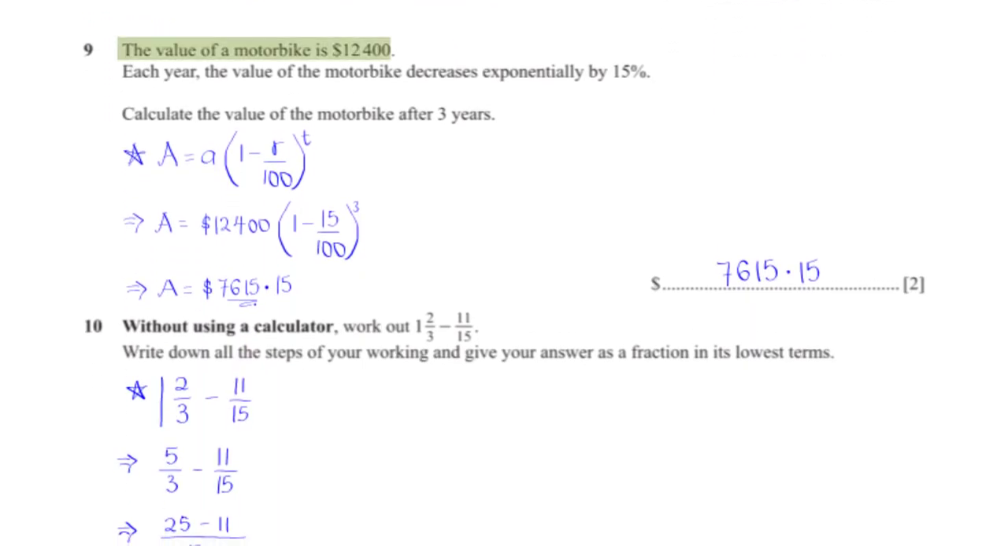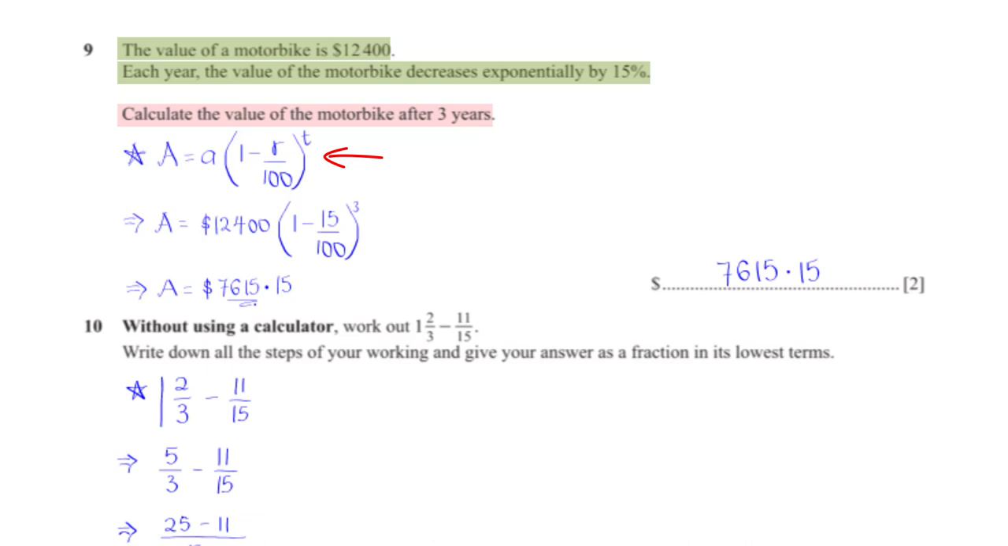The value of a motorbike is $12,400. Each year, the value of the motorbike decreases exponentially by 15%. Calculate the value of the motorbike after 3 years. In this case, we are applying the exponential formula, where the big A represents the final value of the motorbike at the end of 3 years.